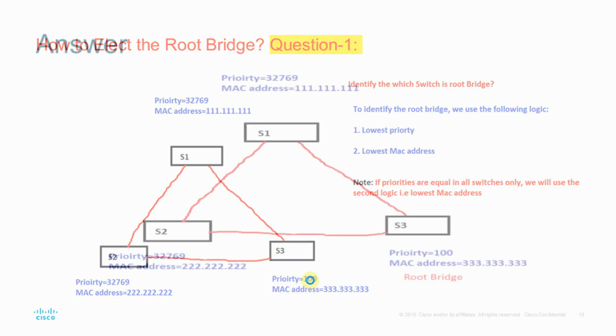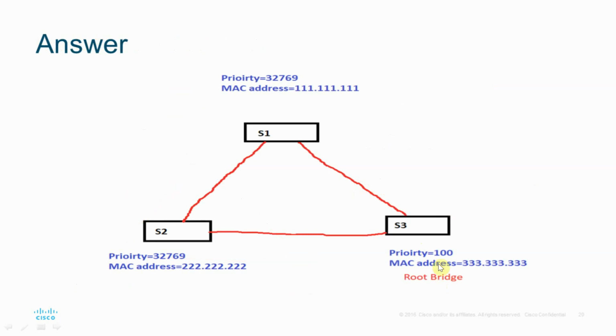See the answer. This is the root bridge because this switch has the lowest priority compared to 32769 of S1 and 32769 of S2. The lowest priority is the S3 switch. So this is the root bridge.